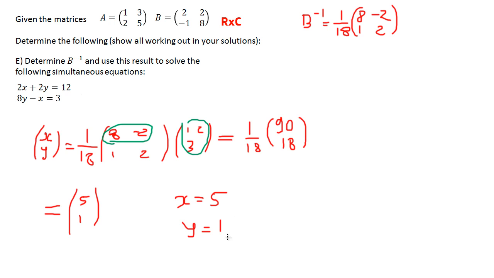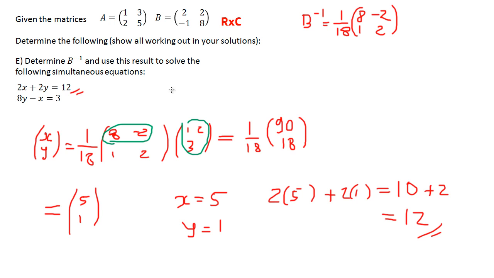Now, how will we know this is correct? Well, we just put these values into our equations. Let's choose one of the equations, for example, the first one. So 2 times x, which is 5, plus 2 times 1 for y. So this would be 10 plus 2, which is equal to 12. And that is the answer there. So this basically means we got it right.